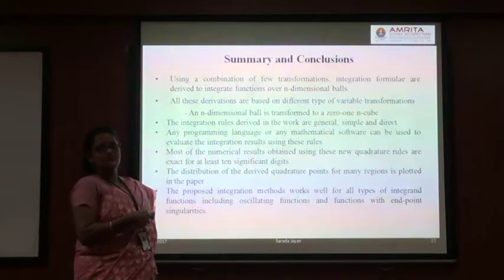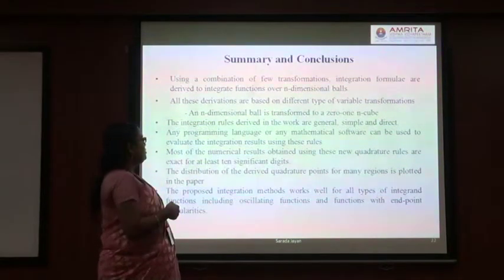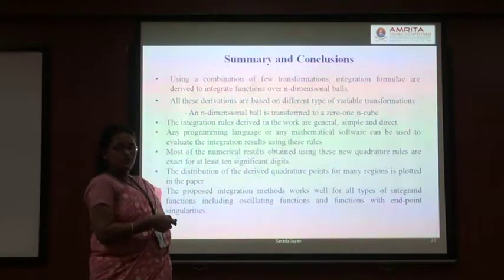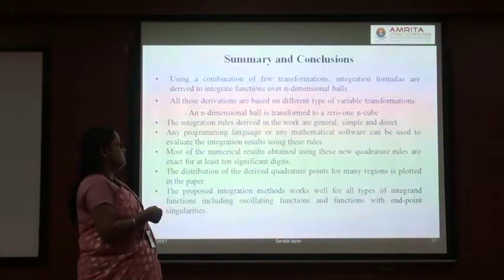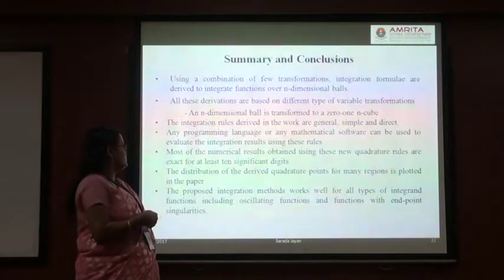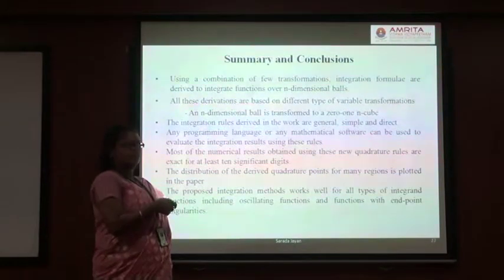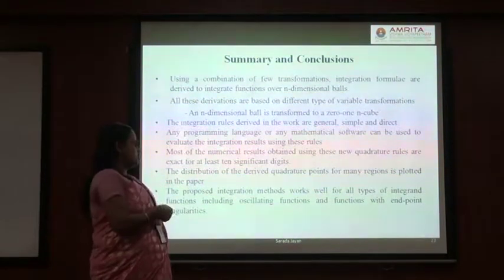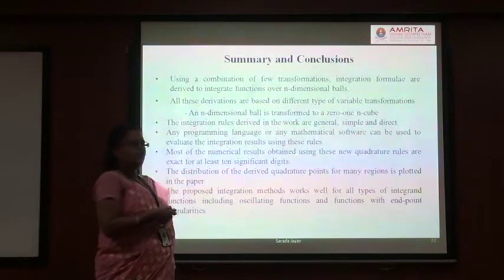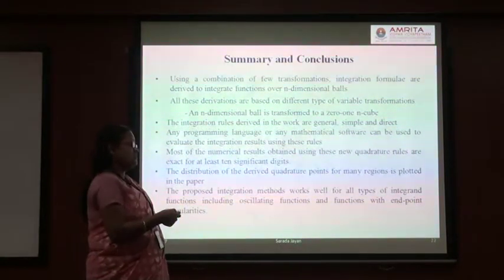Then in order to apply this formula and to get the integration nodes and finally the integral value, you can use any programming language like C or Java or any mathematical software also, to evaluate the integration results. Most of the numerical results obtained using these new quadrature rules are exact for at least 10. So in most of the examples which I have shown here, the minimum accuracy is 30 decimal places. But still for some complicated functions which have singularities, we have seen that the accuracy is reduced to 10, but still we are getting 10 significant digits of accuracy.